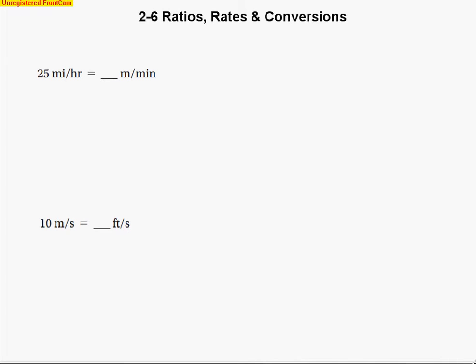This is the lesson for 2-6, ratios, rates, and conversions. So what we need to do here is convert 25 miles per hour into meters per minute. So we need to know some conversion factors.